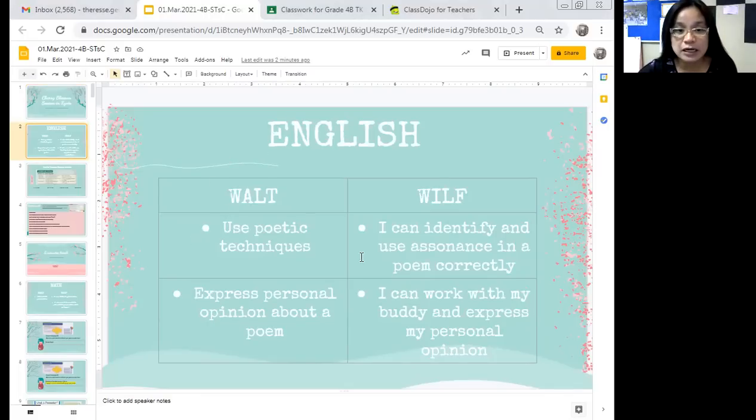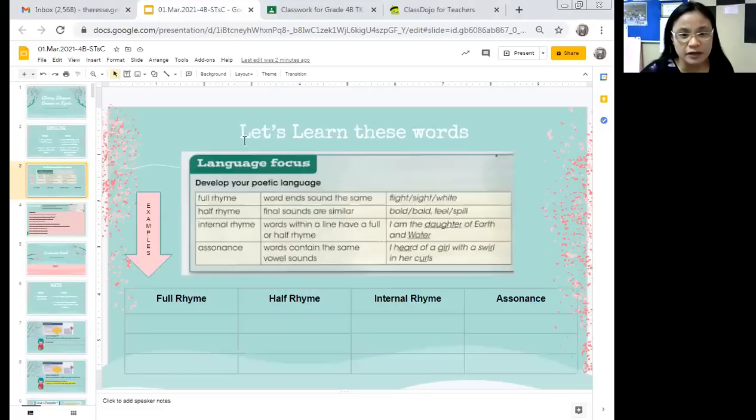We are going to learn poetic techniques, and you will be expressing your personal opinion about the poem. Under WILF, you will be identifying assonance in a poem correctly. It's very self-explanatory, and you're going to see those on the next slide. After that, you will be working with your buddy. This is found as well in your learner's book. You can grab your learner's book if you cannot easily answer on this slide, but the official answer should be written on this slide.